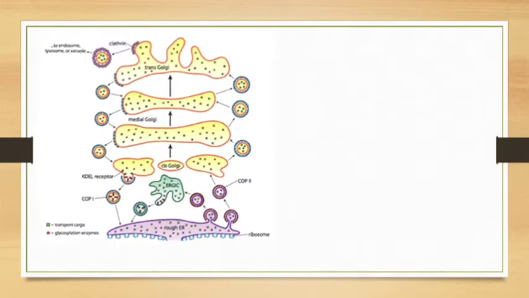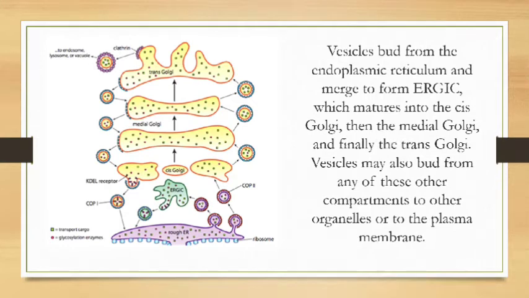Vesicles bud from the endoplasmic reticulum and merge to form ERGIC, which matures into the cis Golgi, then the medial Golgi, and finally the trans Golgi. Vesicles may also bud from any of these other compartments to other organelles or to the plasma membrane.